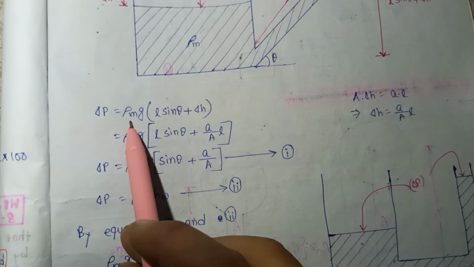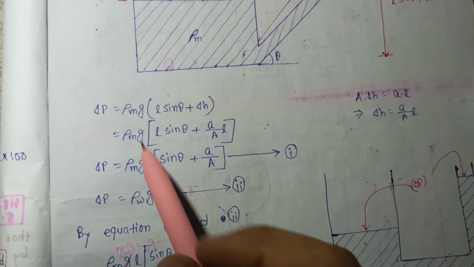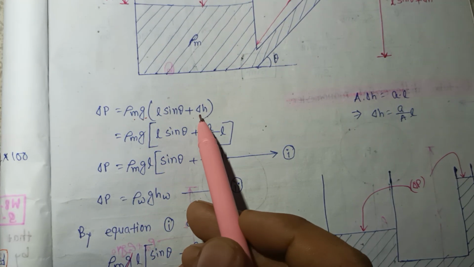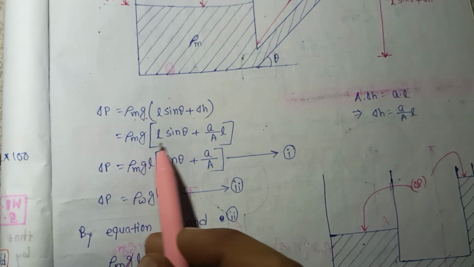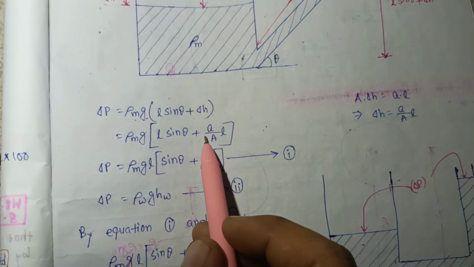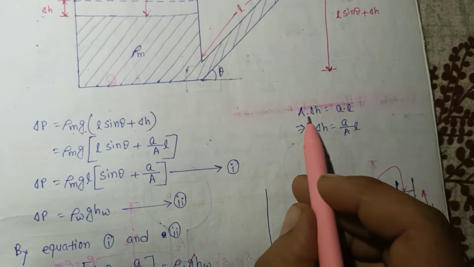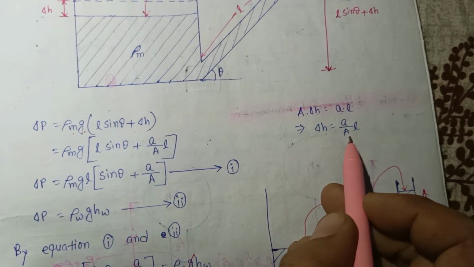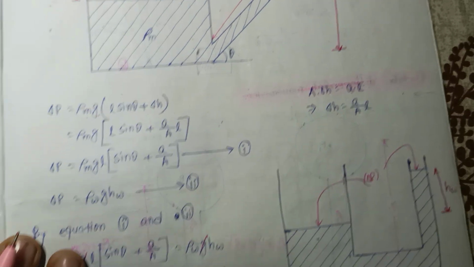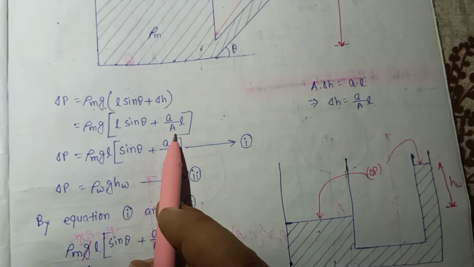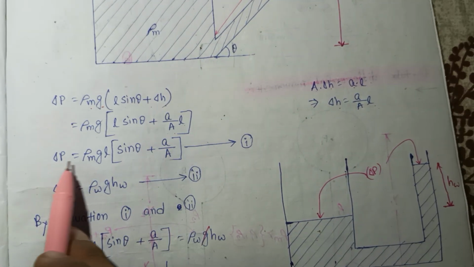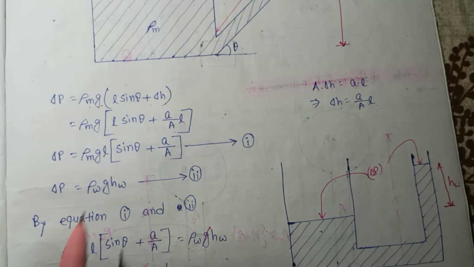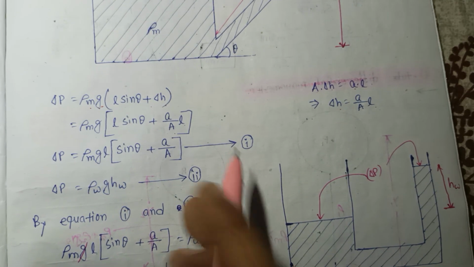So rho of mercury, there is mercury, so density of mercury into gravitational acceleration into L sin theta plus delta H. From delta H you can calculate A into delta H, that is equal to small a into L. So from here delta H is equal to small a by capital A into L. So that is delta P, equal to rho m G L sin theta plus small a by capital A. So this is equation number 1.